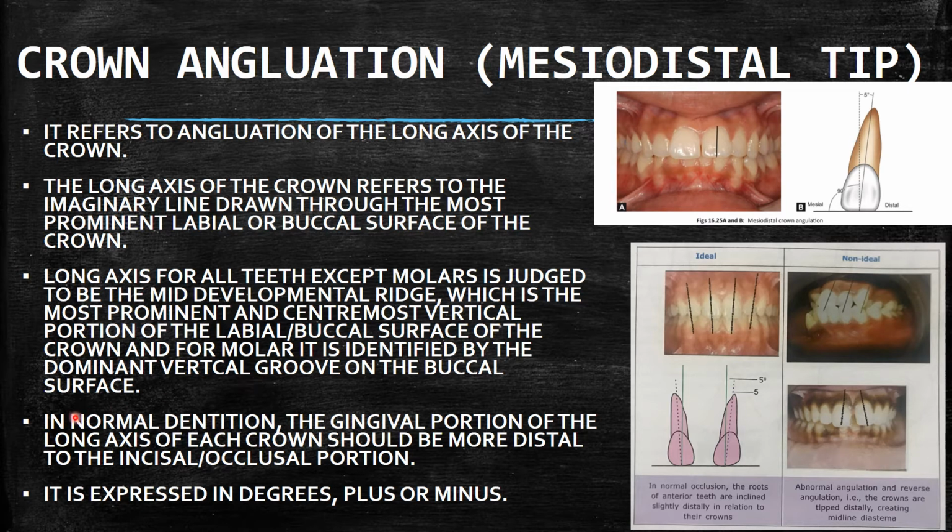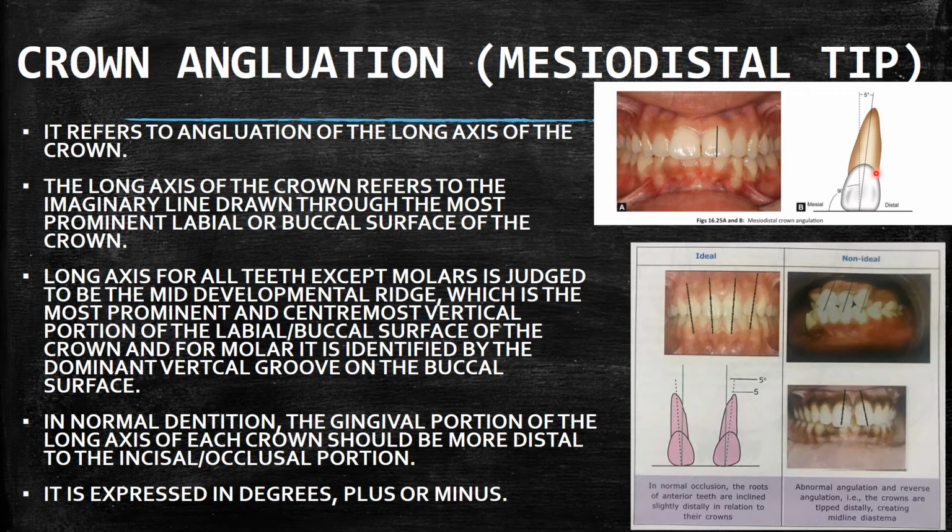So in normal dentition, the gingival portion of the long axis of each crown should be more distal to the incisal or occlusal portion. So this is your gingival part of the crown. As per this, your gingival portion should be more distal. Now when you're drawing this long axis, you'll see your gingival portion is more towards the distal side. This is the distal side and this is the mesial side.